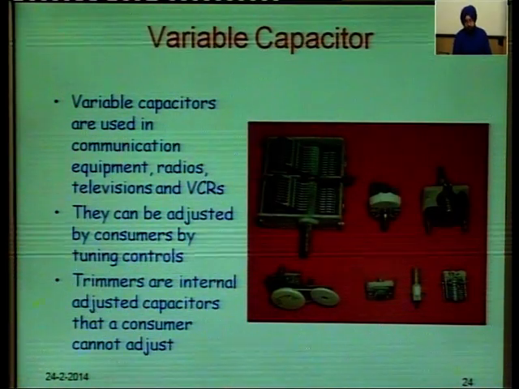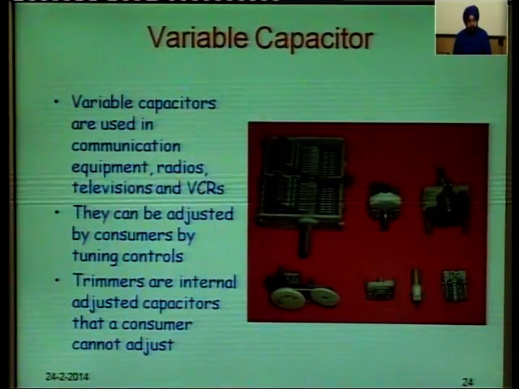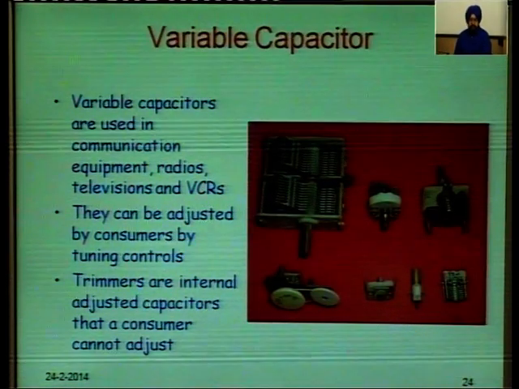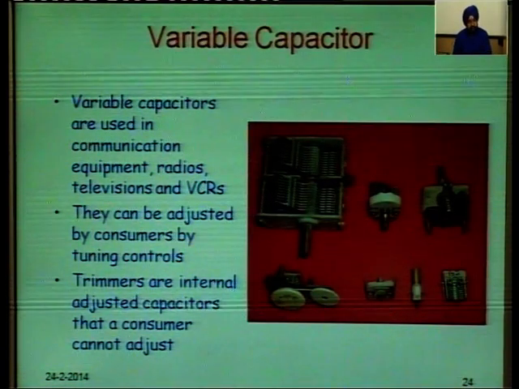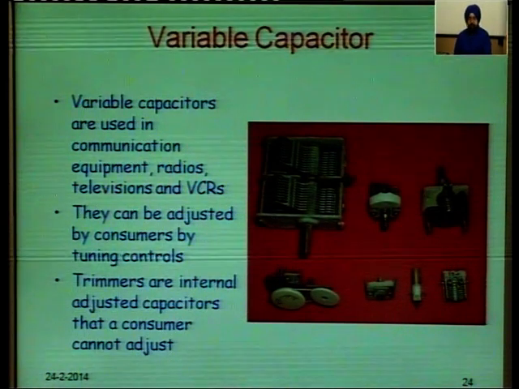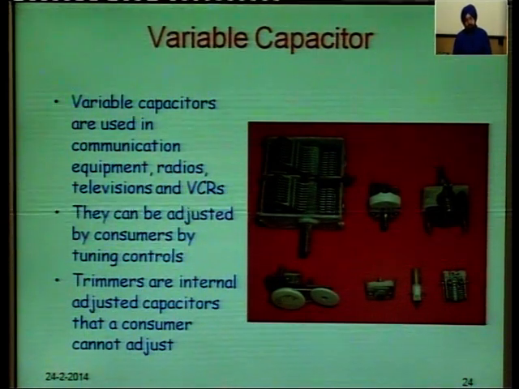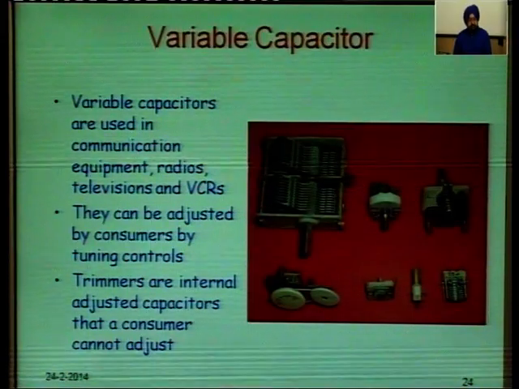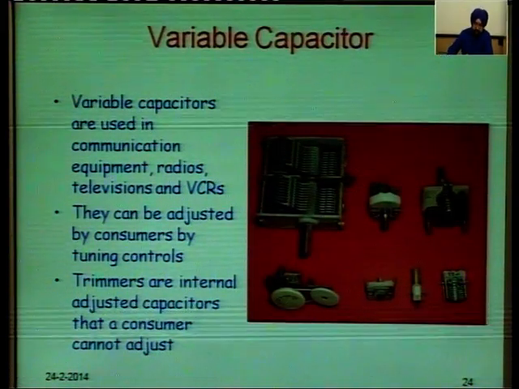Then there is a variable capacitor. These are used in communication equipment, radios, televisions, VCRs. You can adjust them by tuning their controls. Trimmers are internally adjusted capacitors that a consumer cannot adjust.